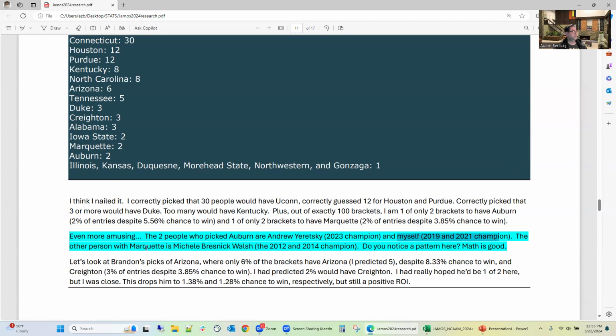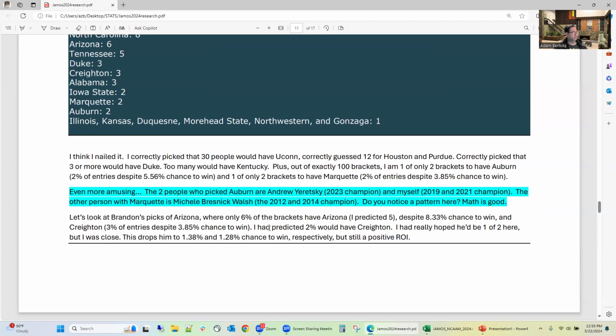And so then I checked who the other person was who had Marquette. It's Michelle Bresnick Walsh, who was also the only other one of our friends to win the tournament twice, 2012, 2013. So if that doesn't make you want to pay attention, then I don't know what else will. You're just throwing your money away if you pick UConn every year.